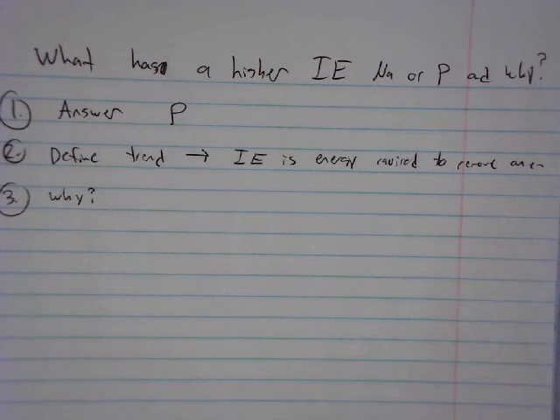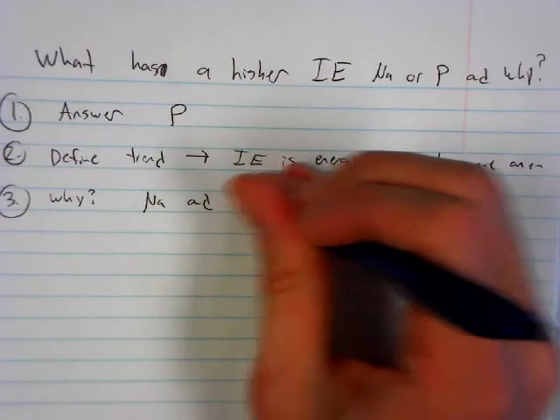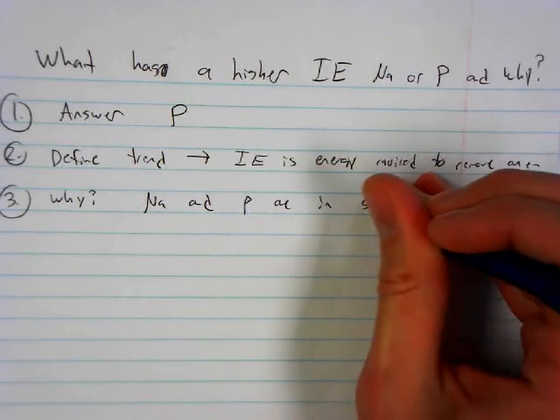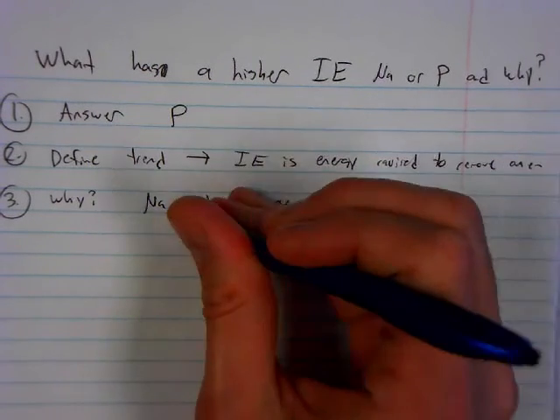Number 3 is why. So each one of these, guess how many points it's usually worth? 4. That makes 1 point for the answer, 1 point for defining the trend, and what 2 things do you have to talk about in the why? Core charge and shielding. You guys got it. All right, core charge and shielding.